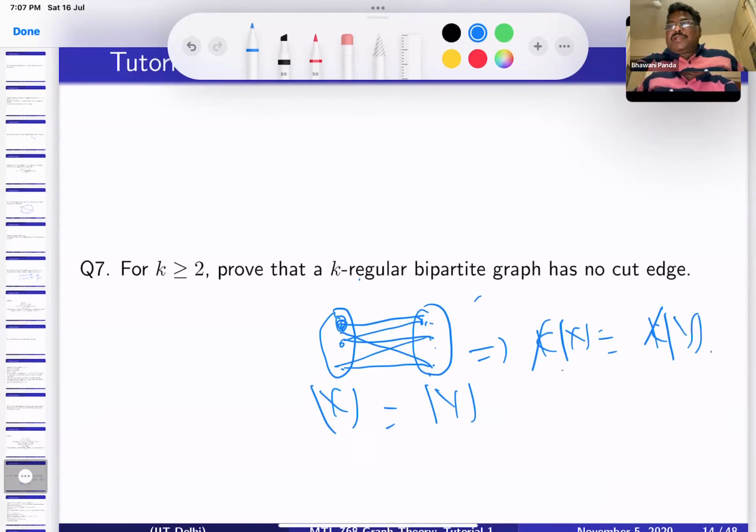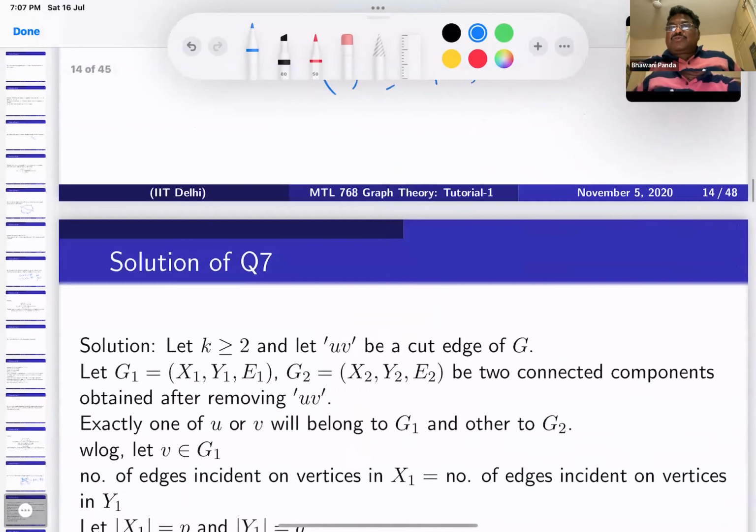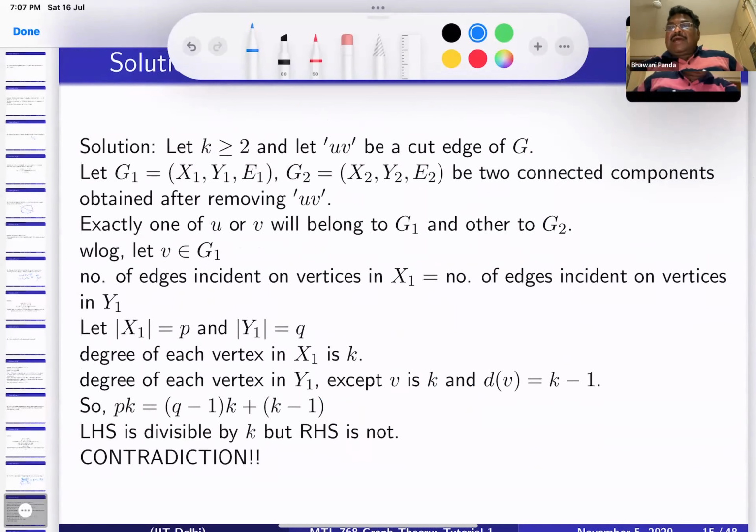But now there is no cut edge. Suppose there is a cut edge UV. After removing it, the graph becomes disconnected, and you get two connected components, G1 and G2. Exactly one of U or V will belong to G1 and the other will belong to G2. Why? It cannot be that U and V are in the same component, because after deleting only this edge the graph becomes disconnected. So U and V will be in different components.